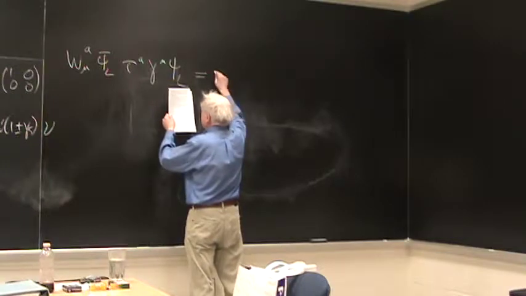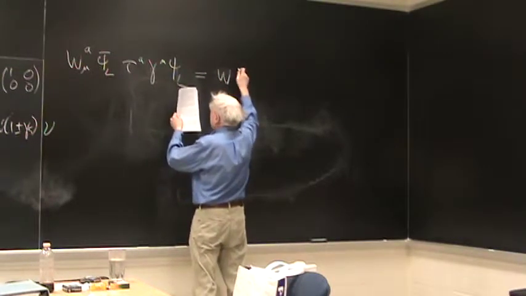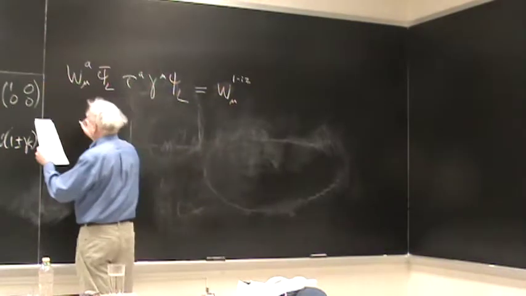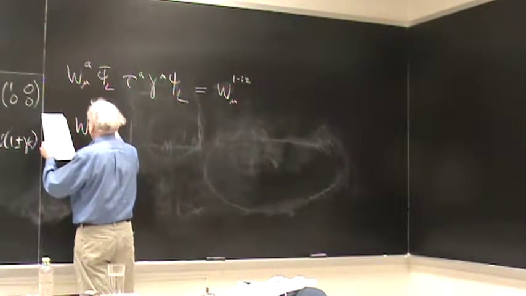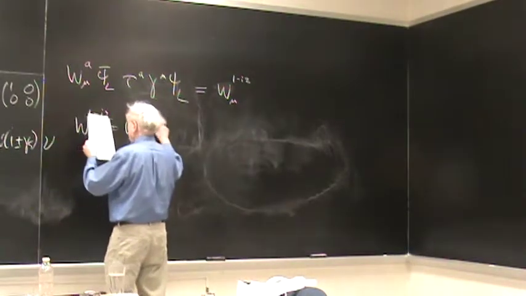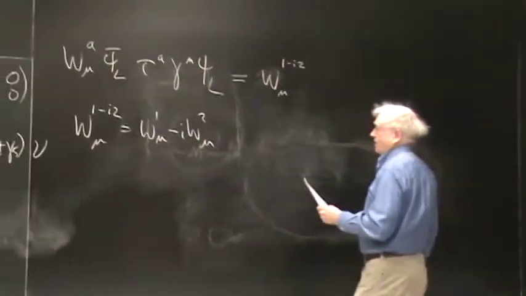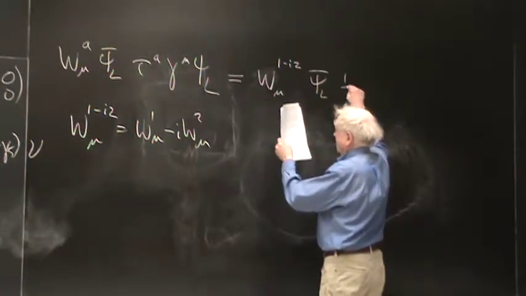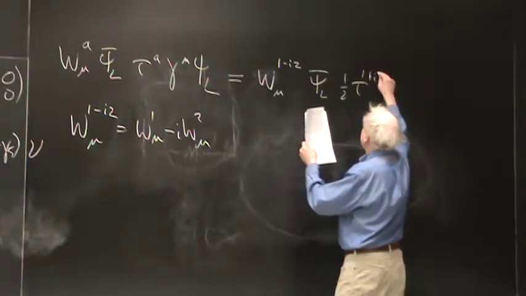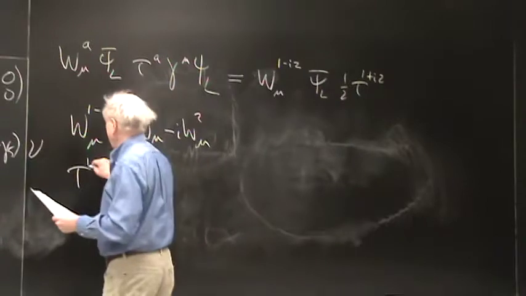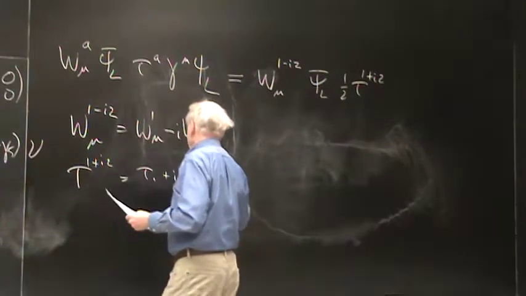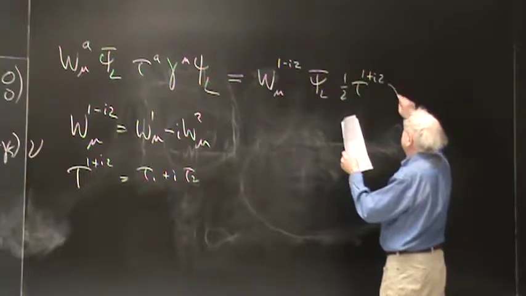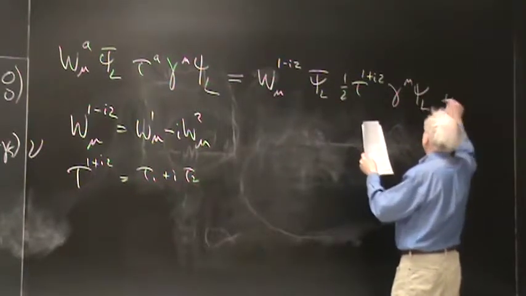And we can rewrite this as W1 minus i W2. And this is a rather strange notation. I've never seen it. I'm following here the treatment of Zee in his book, the second edition of Quantum Field Theory in a Nutshell. So this is psi bar L, a half, and tau of 1 plus i2, gamma mu psi L plus Hermitian conjugate.